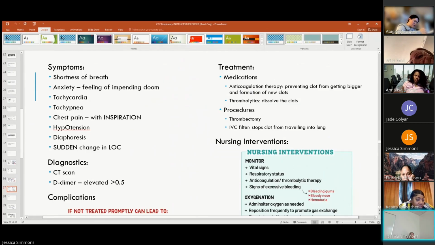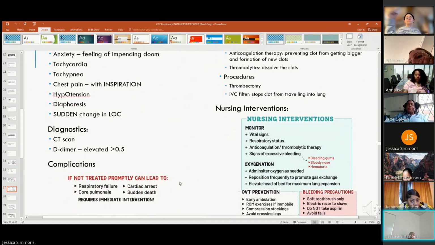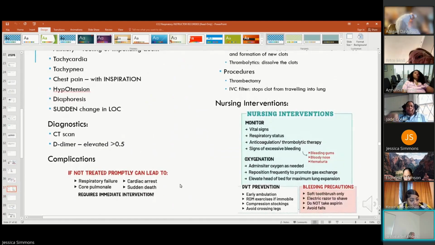Another diagnostic test that can be used is a, forget what it's called, P scan, PQ scan? I don't know, I'll look it up. Complications, if not treated promptly, it can lead to respiratory failure, cardiac arrest, sudden death, and cor pulmonale, which all of these require immediate intervention.